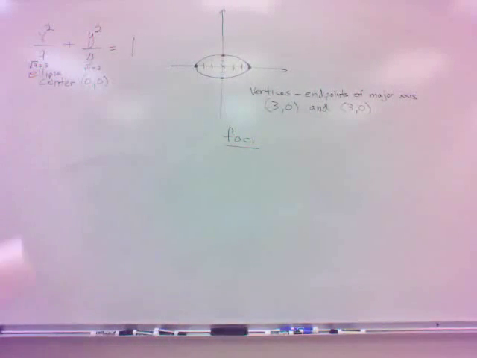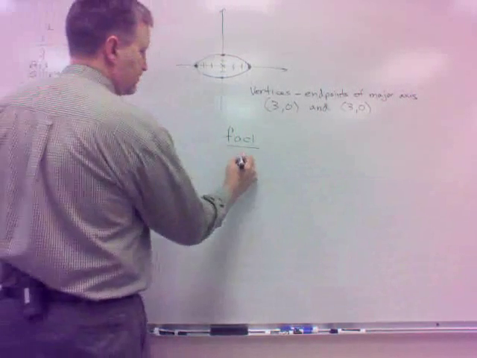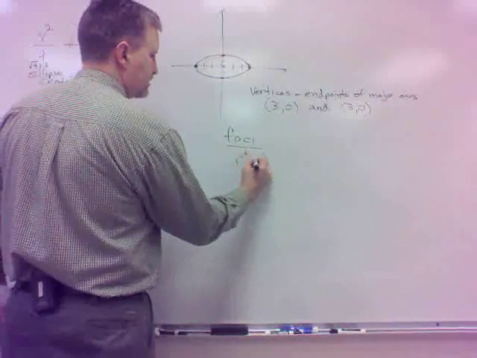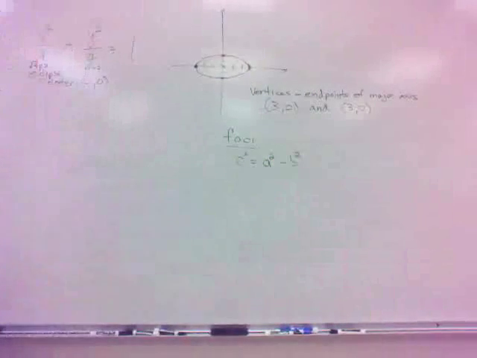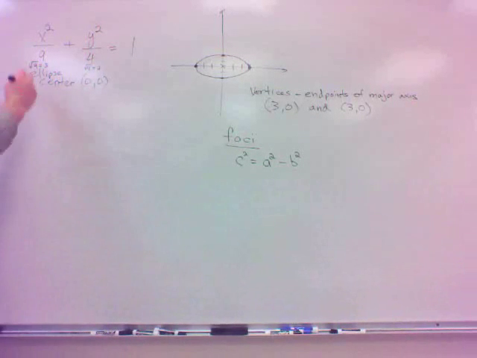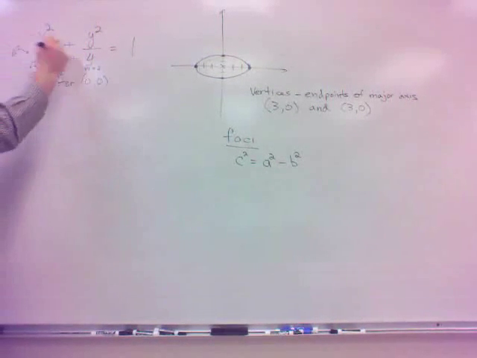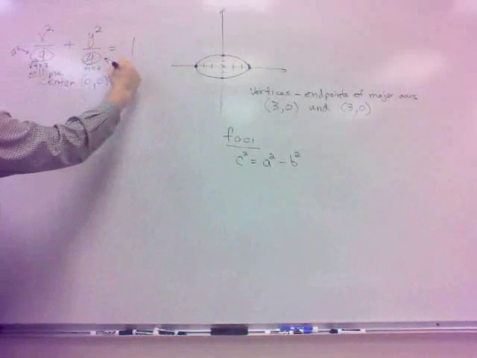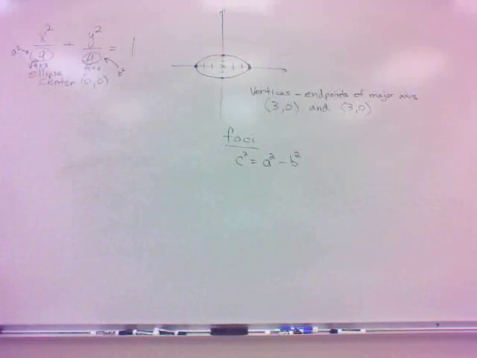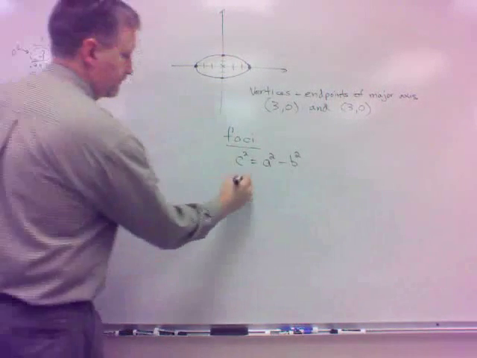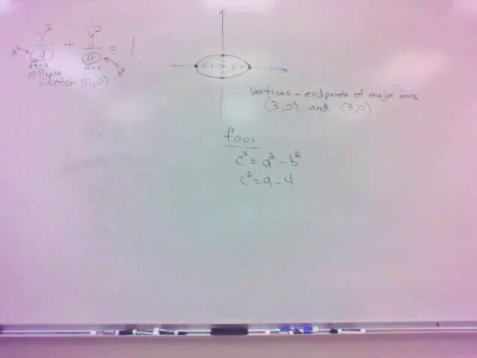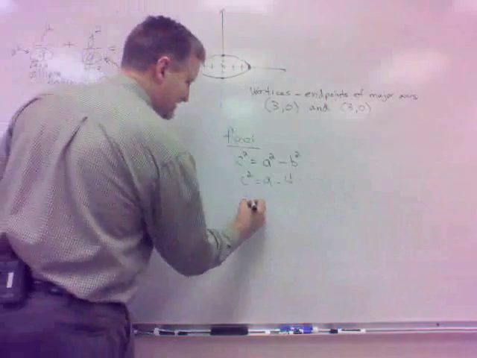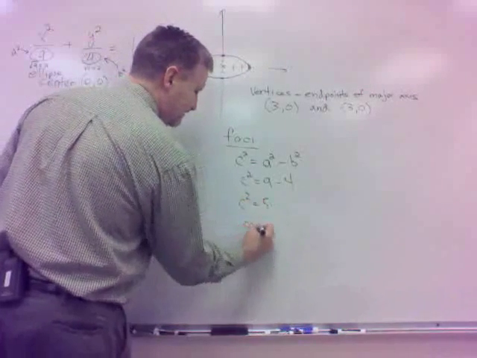Well, again, it's just a formula. C is the distance to the focus points. So c squared, we know, for an ellipse is a squared minus b squared. Well, in this case, what's a squared, what's b squared? This is a squared, and this is b squared. A squared is just the bigger one of the two. So c squared is 9 minus 4 here. So that c squared is 5. So guess what c is? It's square root of 5, wouldn't it?